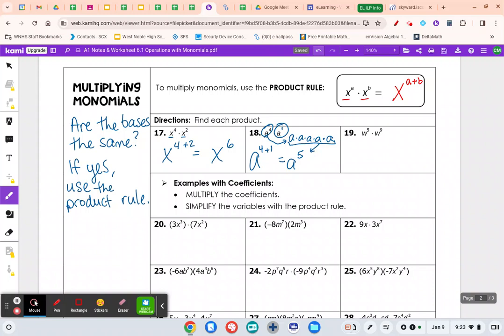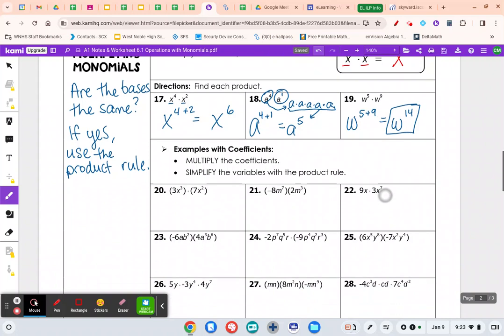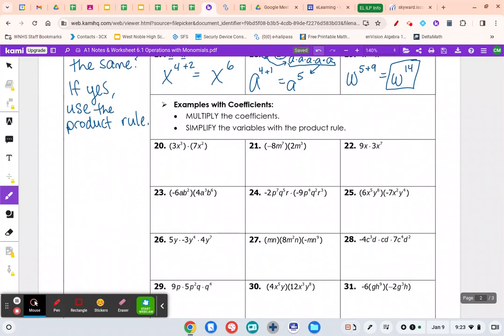You could do the same thing with the w's over here, although you'd end up writing out a bunch of them, because w to the 5 plus 9 is w to the 14. So that would be a lot of w's to write out. But you could, if you like seeing it that way. So we have examples with coefficients now. Coefficients are just the number in front of the variable.